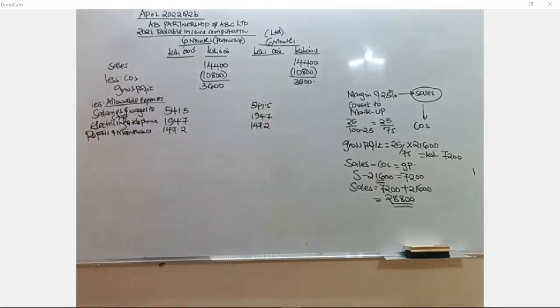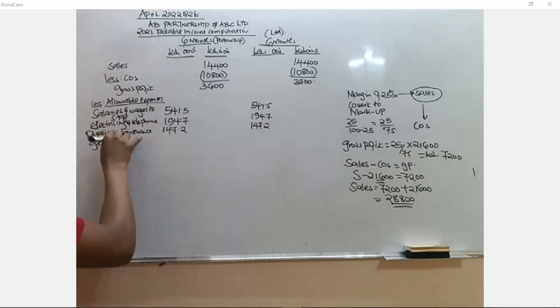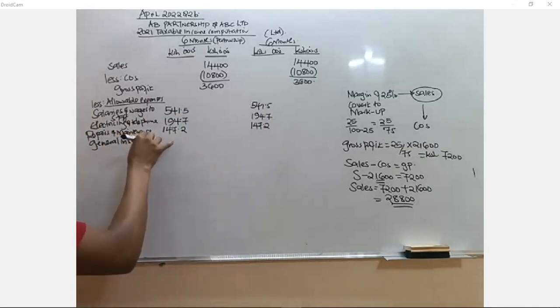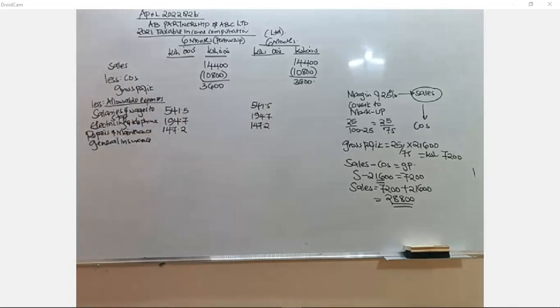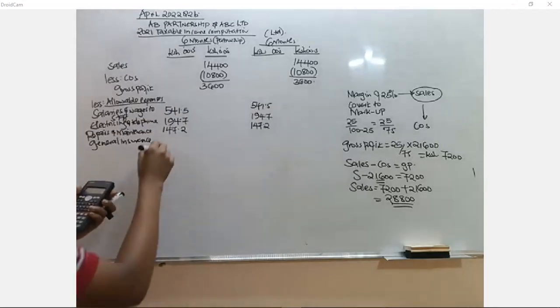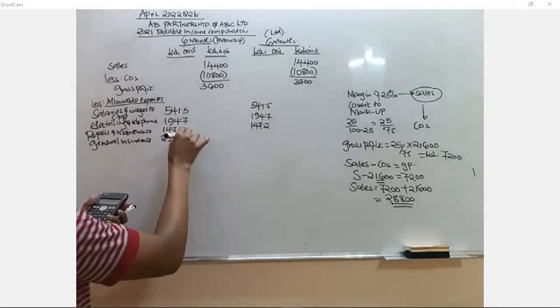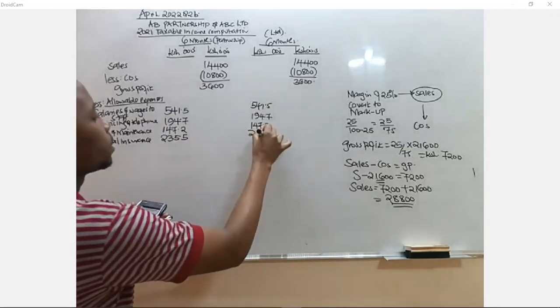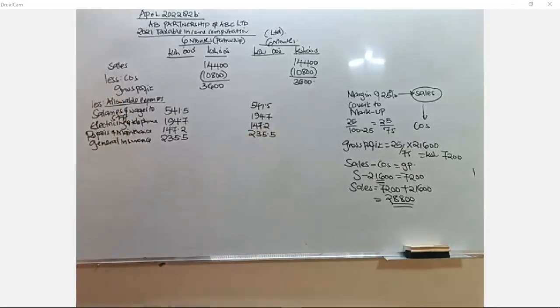The next one, we are looking at the depreciation and impairment. We know very well that is a disallowable expense. Then we go to the general insurance. When I look at the general insurance, the total value will be 471. Divide by 2, getting 235.5, and here 235.5. Then we have debenture interest.